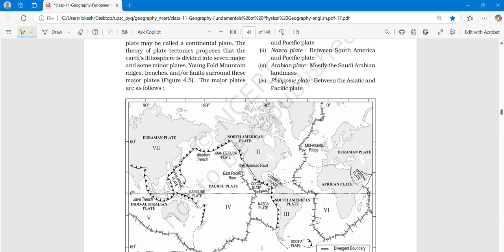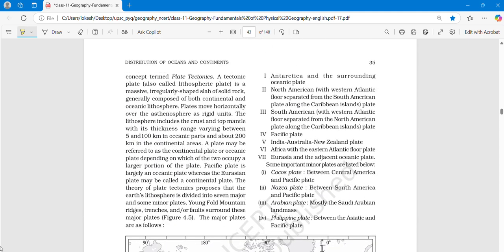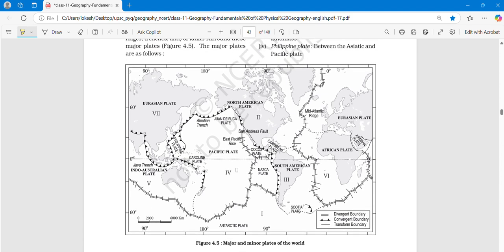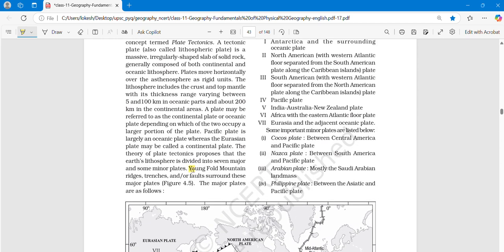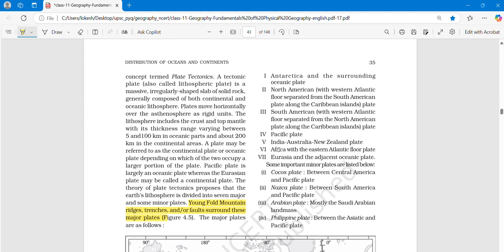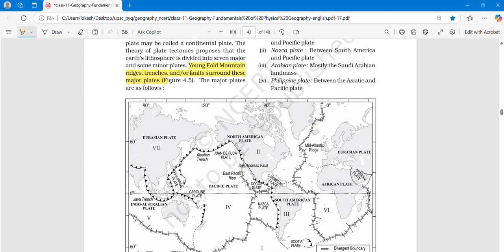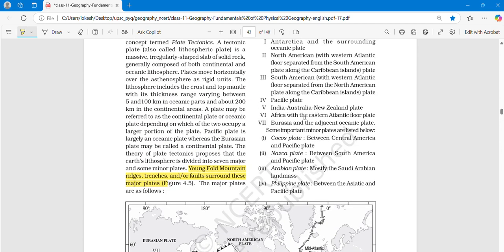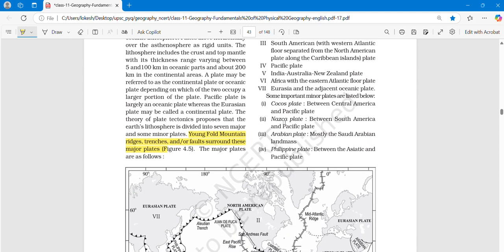The Antarctica and the surrounding oceanic plate. North American, with the western Atlantic floor, separated from the South American plate. South American, Pacific, India-Australia-New Zealand plate. Why are India, Australia and New Zealand together? Very weird. What are they separated by? Young fold mountains, trenches or faults around these major plates. Africa, with the eastern Atlantic floor plate. Eurasian, with the adjacent oceanic plate.